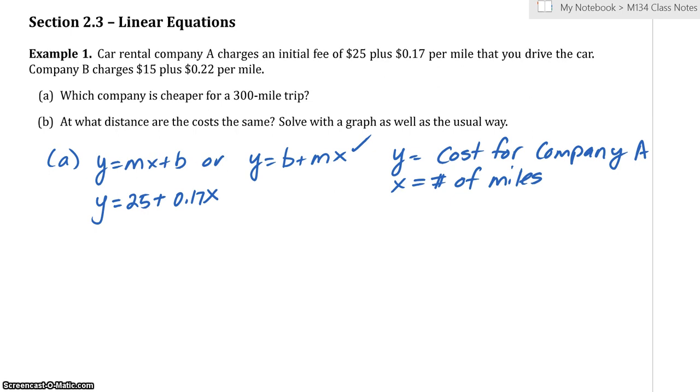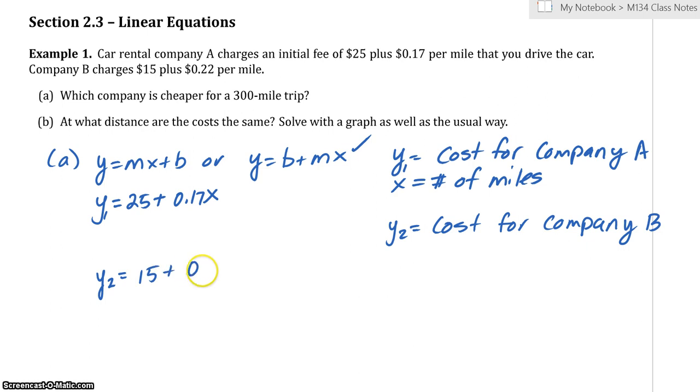Let's say company B. So what is company B? Let's do a different letter here. So let's make this a 1 for company A, and then all I'm going to do is change this to cost for company B. And then y sub 2, or you can call it A and B if you prefer, would be $15 plus 22 cents a mile, so 15 plus that slope, which is 0.22, times x.